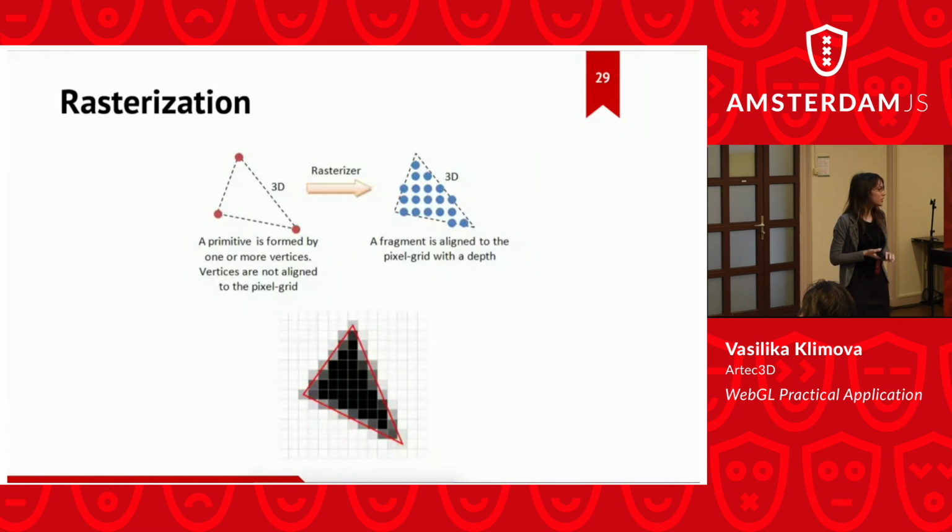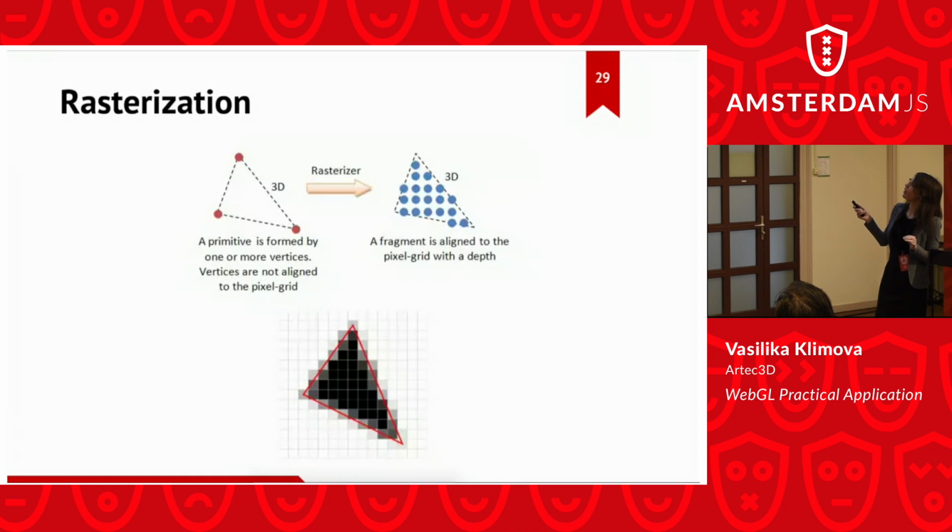Rasterization. Because vertices are not aligned to the pixel grid, we interpolate the color, the depth, the position; all these parameters are interpolated, and then it goes to the fragment shader, and it's decided which color we should use and apply to this pixel.